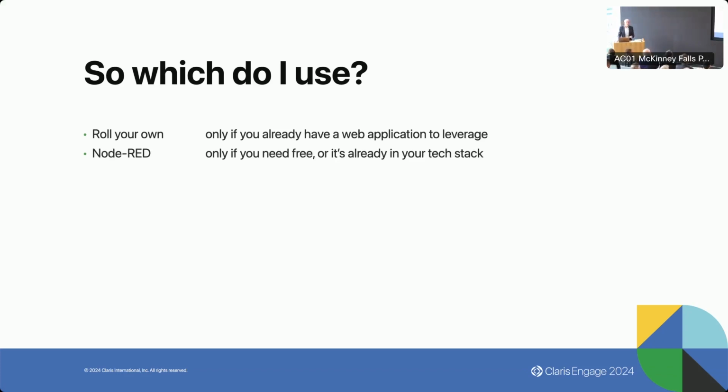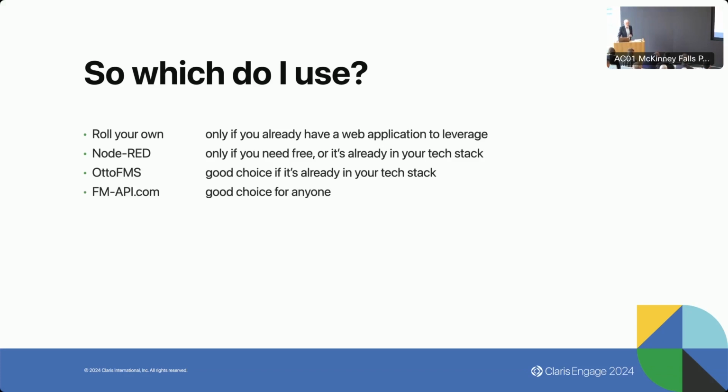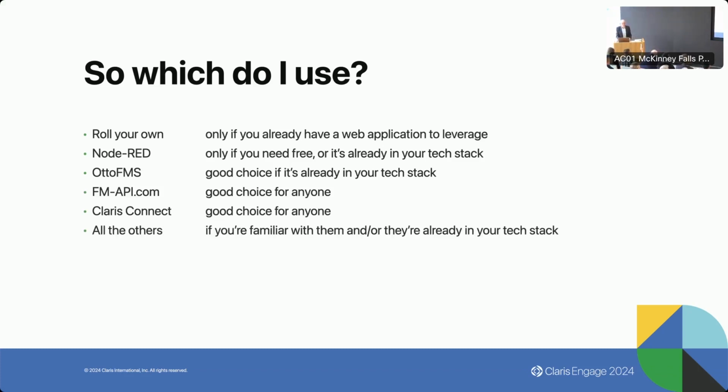Node-RED, only if you need it to be free or it's already in your tech stack. I wouldn't suggest installing Node-RED just to expose web services. AutoFMS is a fantastic choice if it's already in your tech stack, particularly now that it's free. Even if it's not in your tech stack, probably a really good one to consider. FMAPI is a good choice for anyone. It's easy to set up. Claris Connect is also a great choice for anyone, particularly if you're under that 500 flow steps per month, because it's also a free option that's available to you as well.